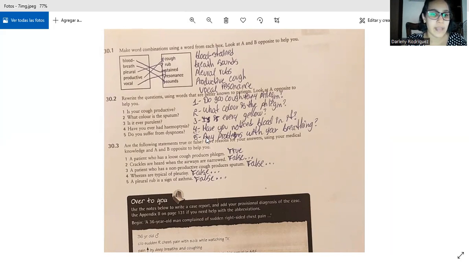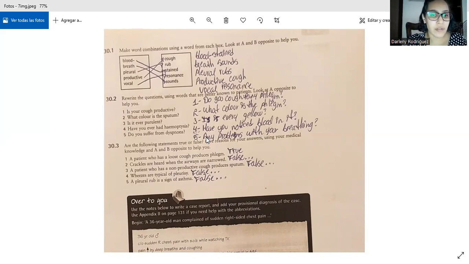Okay, number 1. Is your cough productive? Do you cough up any phlegm? Number 2. What color is the sputum? What color is the phlegm? Number 3. Is it ever purulent? Is it ever yellow?